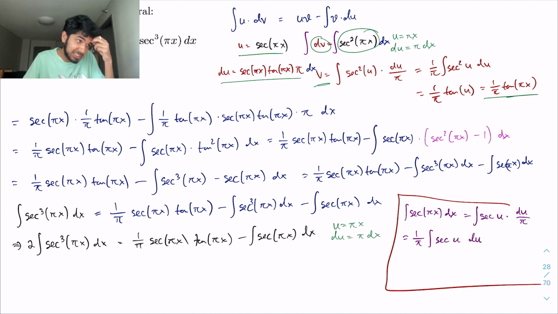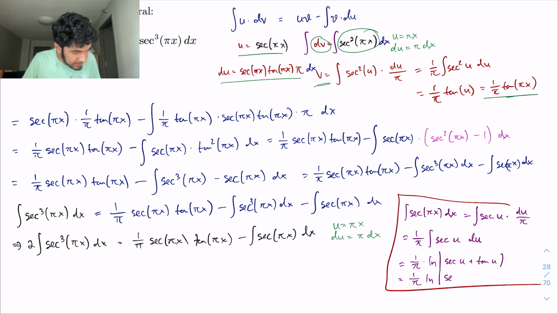And if we remember the integral of secant of x, it's ln of the absolute value of secant of x plus tangent of x. So this will be 1 over pi times ln absolute value secant u plus tangent u. Substitute the u back in: ln of secant of pi x plus tangent of pi x. And now we can substitute that back in.